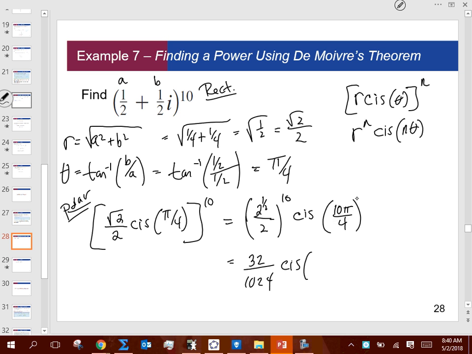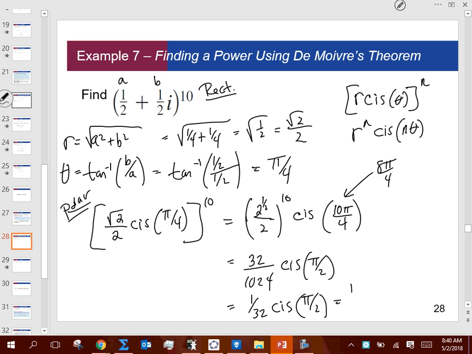Okay, think about 10 pi over 4. Is that larger than 2 pi? Because 2 pi is 8 pi over 4, isn't it? So can I reduce this down to 2 pi over 4? But what's 2 pi over 4? Pi over 2. Okay. So now 32, let's see if that divides into 1024. It does. Obviously, that makes sense. So I get 1 over 32 cis of pi over 2.